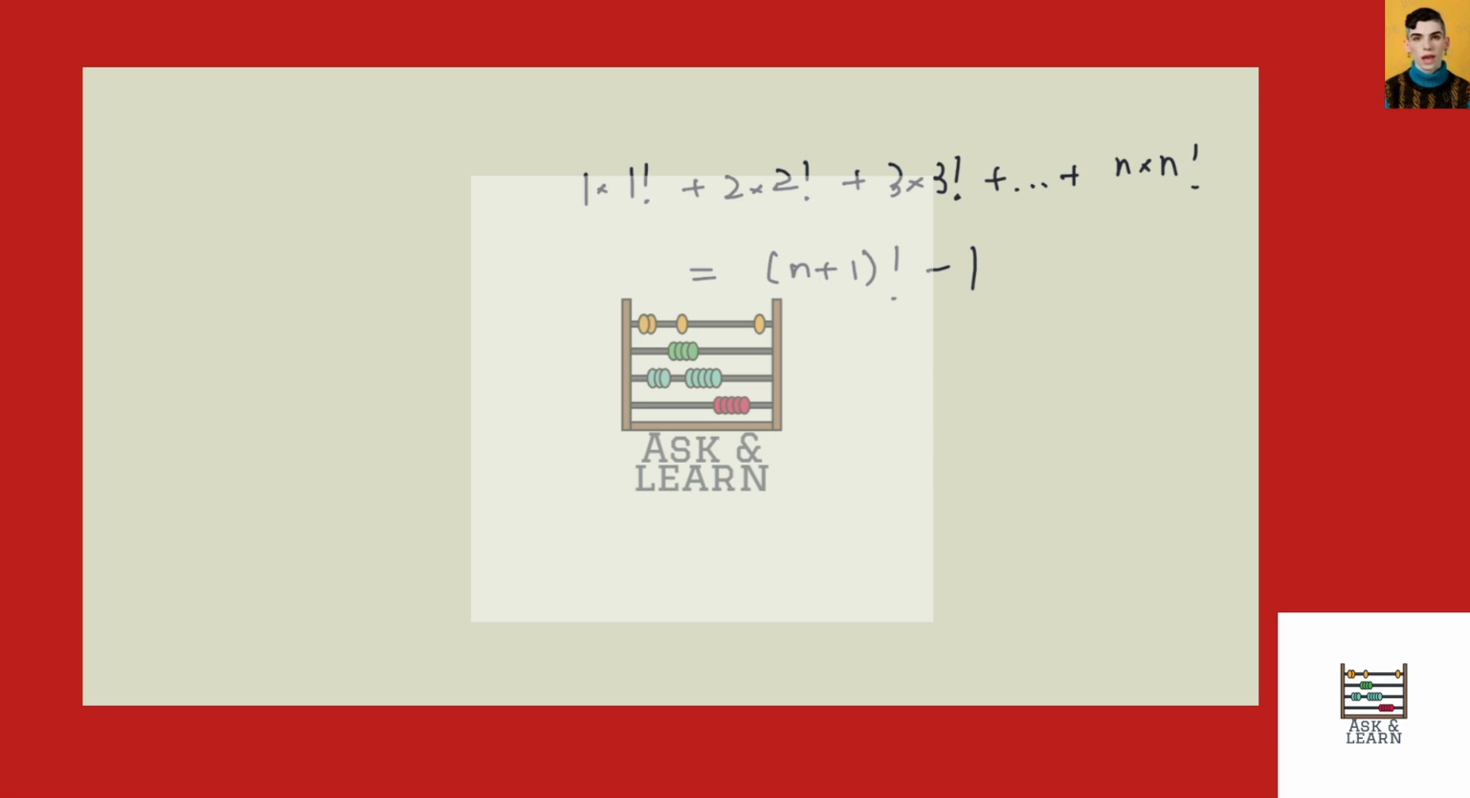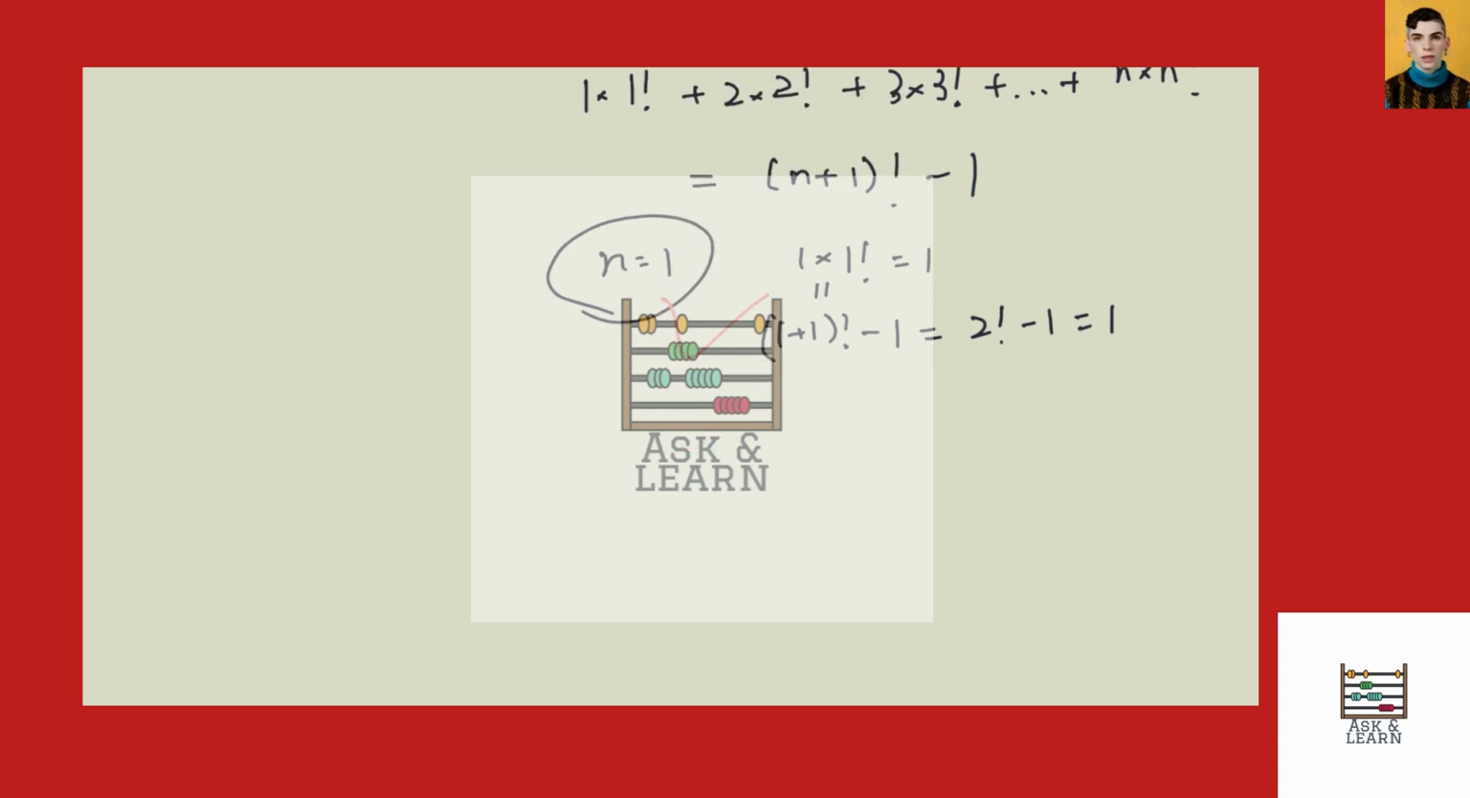To use mathematical induction, we begin with the base case. Suppose n is equal to 1. The left side is 1 times the factorial of 1, which is equal to 1. The right side is the factorial of 1 plus 1, minus 1, which is the factorial of 2 minus 1, which is equal to 1. So when n is equal to 1, it has been checked.